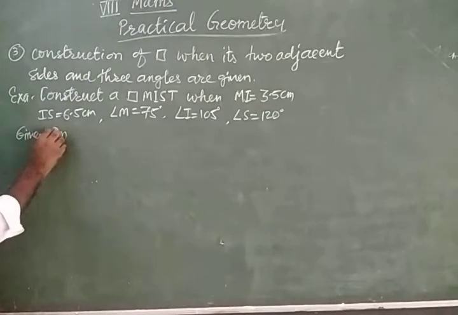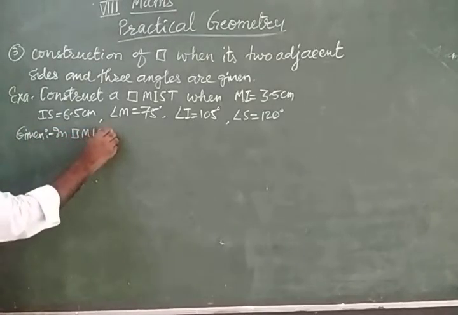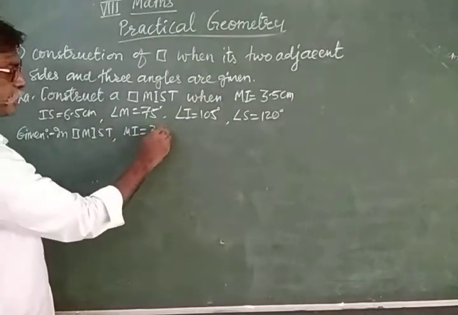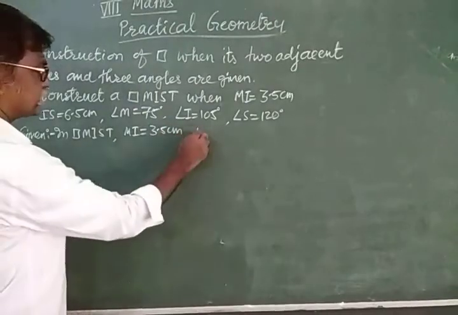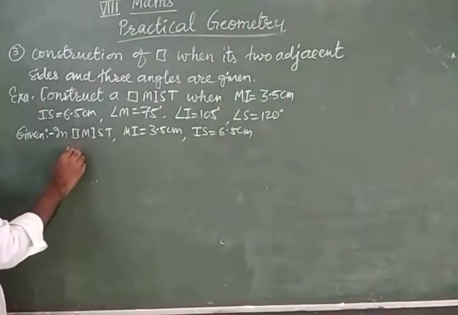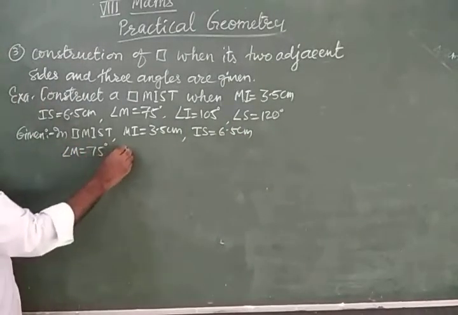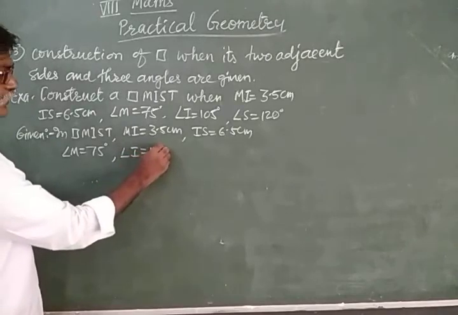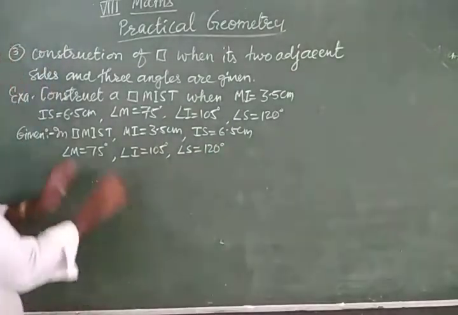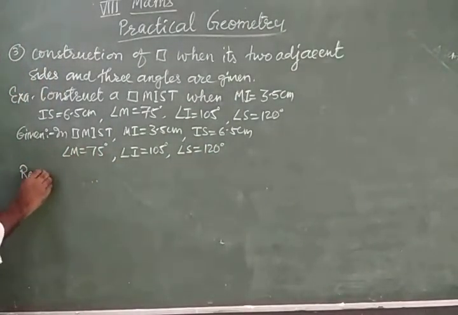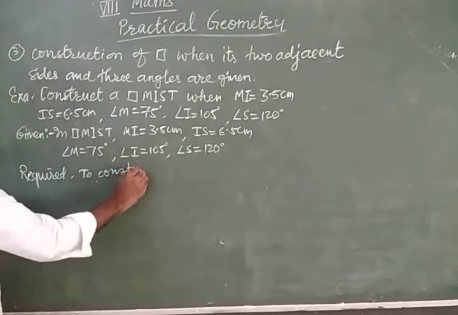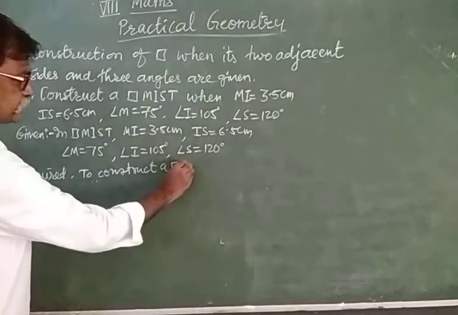So given is, in quadrilateral MIST, MI is equal to 3.5 cm, IS is equal to 6.5 cm, and angle M is equal to 75 degrees, angle I is equal to 105 degrees, angle S is equal to 120 degrees. So this is given. Required is to construct a quadrilateral MIST.